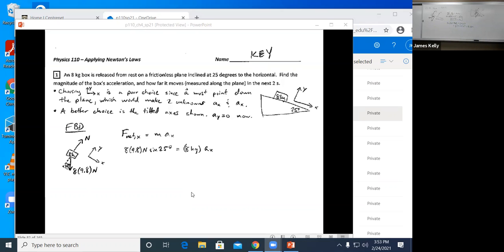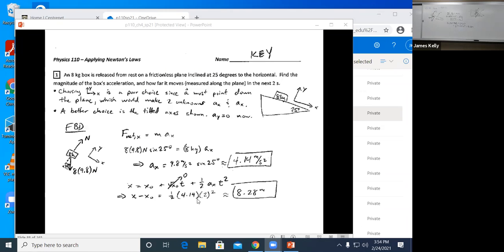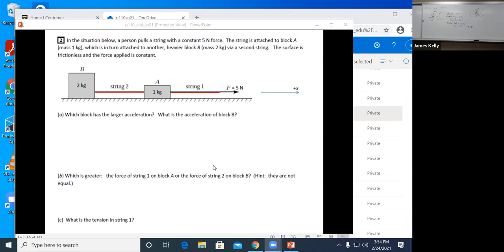Good. All right, so we figured out weights and normal forces. We've got about 7 minutes left, so let's introduce another thing. Okay, we did that. Here is a more complicated situation. It's more complicated because it involves 2 boxes and they're being pulled along a floor.